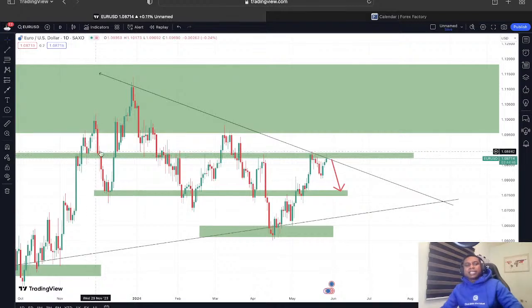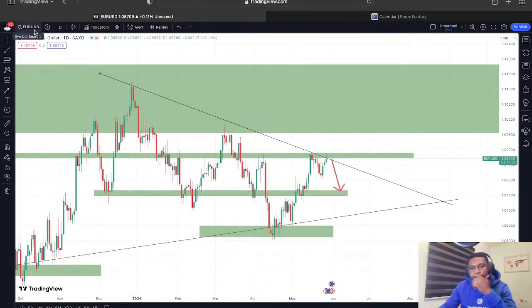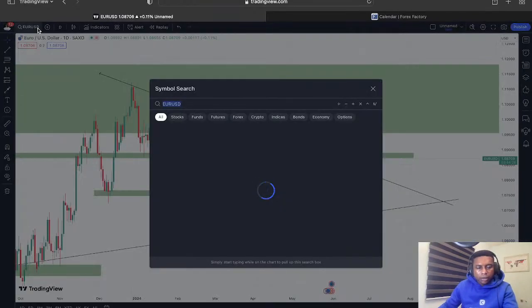Okay, now let's take a moment before we go down further. We are currently at the daily time frame, of which we are going down further to explore the 4 hours and the 1 hour time frame. Before then, let's look at the dollar index.